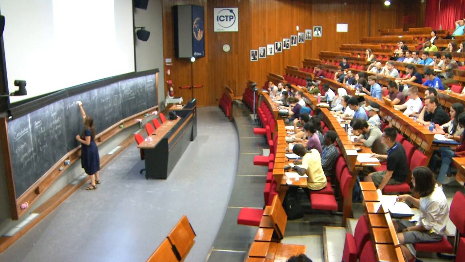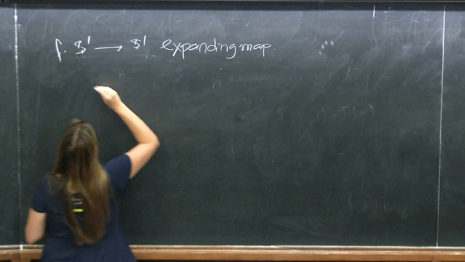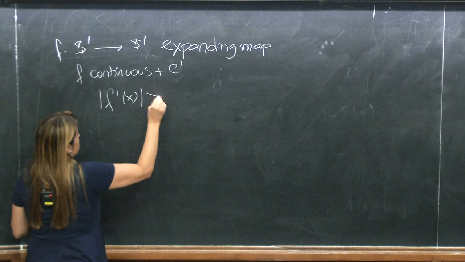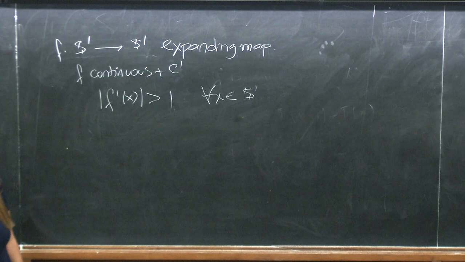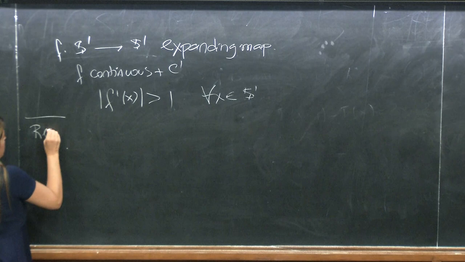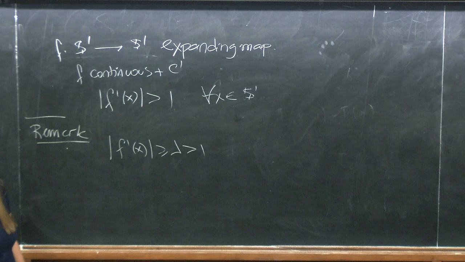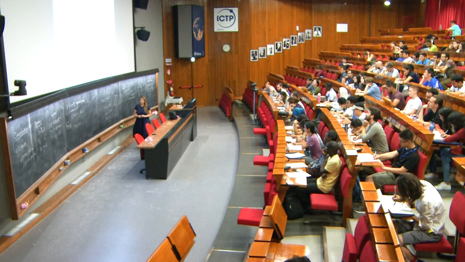We are going to say that this is an expanding map if it is continuous, C1, and the derivative is greater than 1 for all x. And since S is compact, we will have, in fact, that there will exist some constant doing this. You will have a constant and a uniform bound because it is C1.